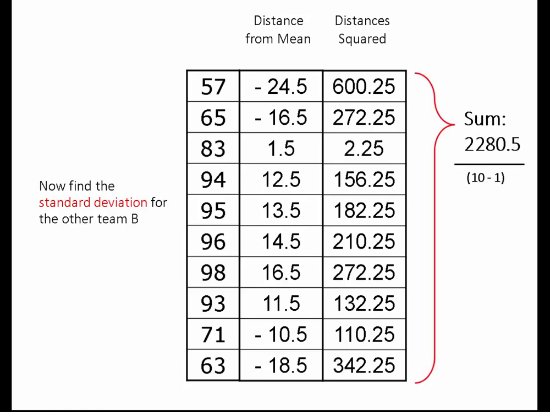I divide it again, in this case, by n minus 1, by 9. Take the square root of it. Then I have a standard deviation of 15.91 instead of the 4 point something that we had before.